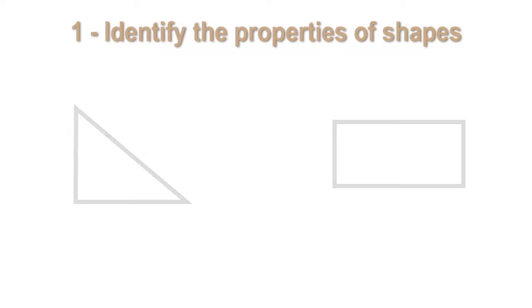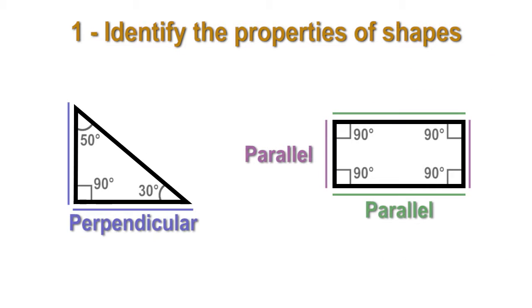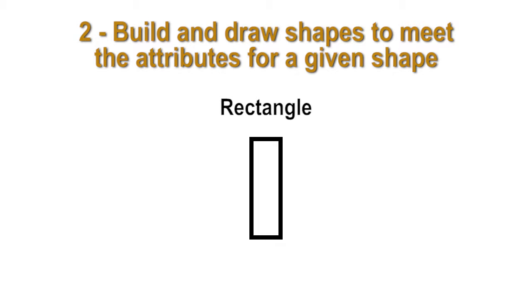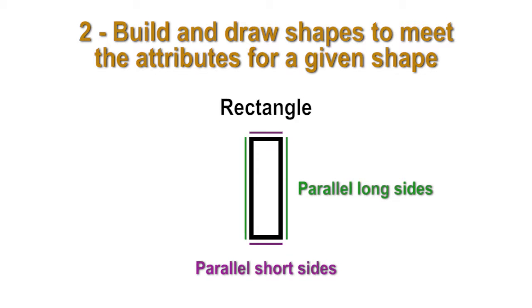The first skill is identify the properties of shapes by parallel or perpendicular sides and specific angle measure and types. Second, build and draw shapes to meet the attributes for a given shape. For example, draw a rectangle. Students will construct a shape with two sets of parallel sides, with two long sides and two short sides.